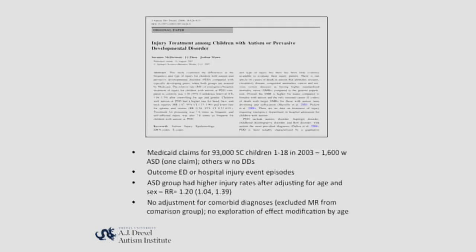There's been some literature suggesting that individuals with autism are at higher risk for injury. This particular study that was published a couple of years ago used Medicaid claims. It focused on emergency room related visits or hospital injury event episodes, serious injury event episodes, and it suggested that after some adjustment, the kids with ASD were at about a 20% higher risk for this serious injury than were children without ASD. It didn't adjust for comorbid diagnoses, and it didn't explore potential effect modification by age.